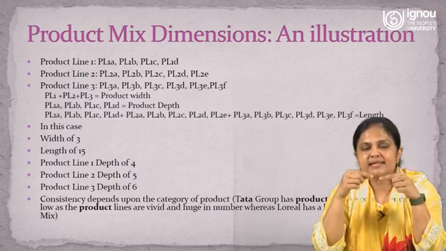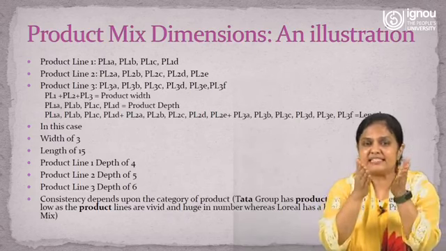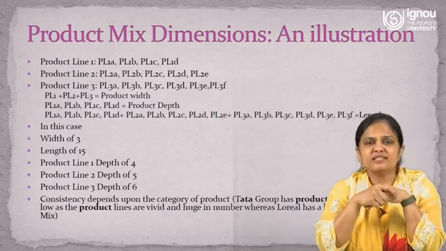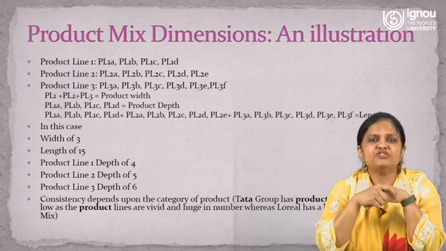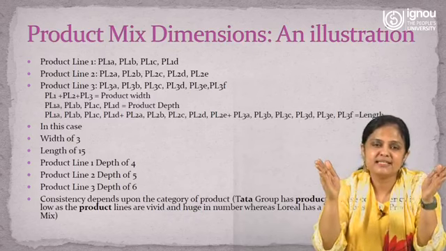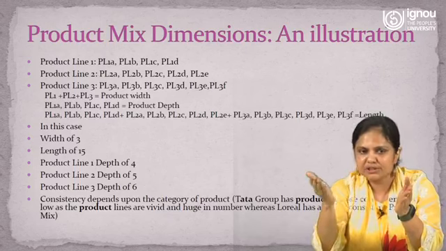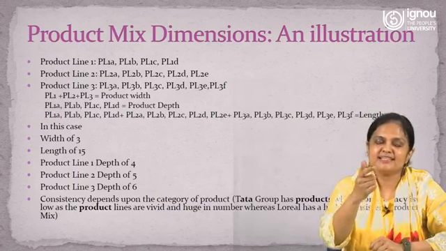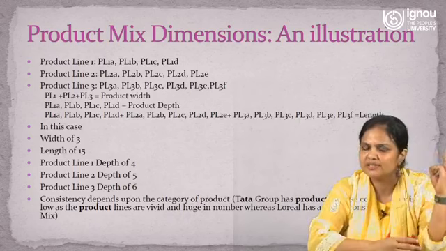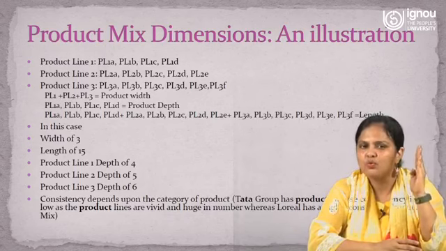The third product line that they are having is maybe related to food items, which has 6 variants: product line 3A, 3B, 3C, 3D, 3E and 3F. So now when we talk of product width, that means the number of product lines that XYZ company, which is an assumption, is offering. In this case, how many product lines are there? 3 product lines are there: PL1, PL2, PL3. So the width of product mix is 3 lines wide, right.